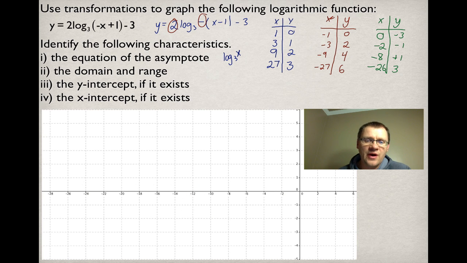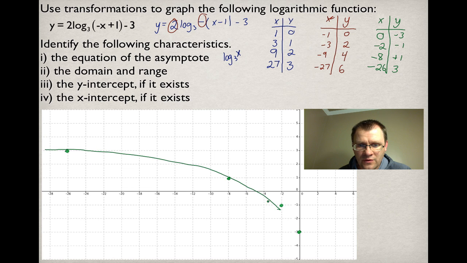Now I already put the graph in here. I've changed the x-axis because I know I need to go as high as negative 26. So I'm going to plot these points. 0, negative 3 is 1 point. Negative 2, negative 1 is another point. Negative 8, positive 1 is another point. And negative 26, positive 3 is our final point. So we can draw a smoothish curve through all this stuff. Not bad, I guess. And there is our logarithmic function.